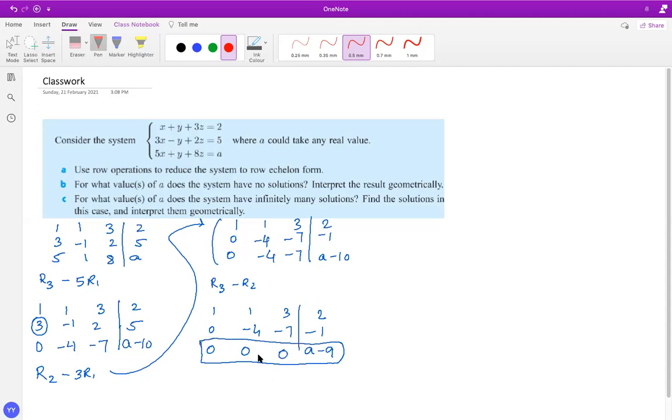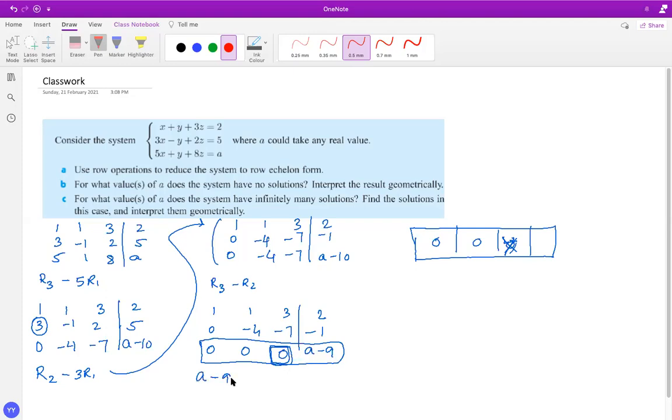Now, since I have already got 0 on the left-hand side, there is no possibility of a unique solution. For a unique solution, we have to have a non-zero number here, but already we got a 0 number here. That means that it is out of the context, so it can't have a unique solution. Now, for coming to the infinite or no solution, that will be decided by the value of A.